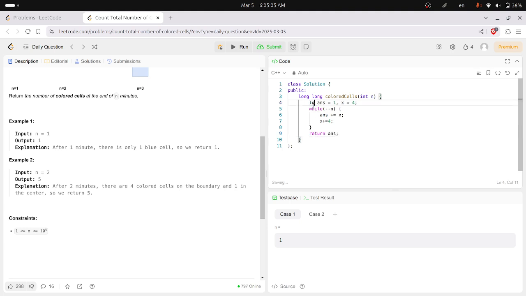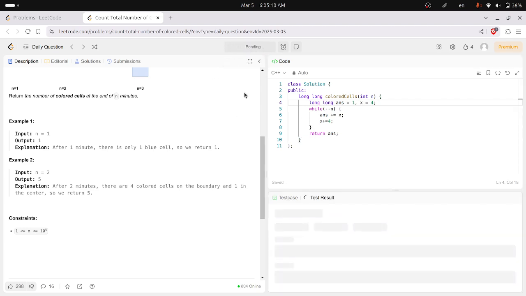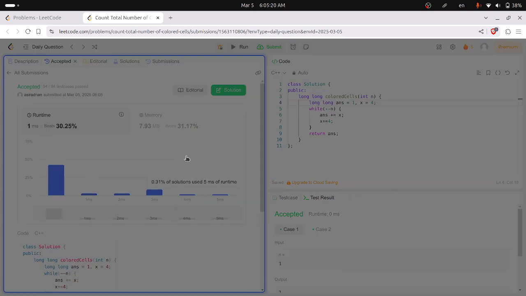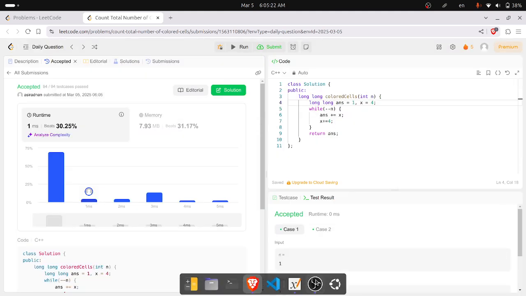I should keep a long here. Yeah, it should work. Let's see. So this is the O of n solution. Yeah, it worked. The O of n solution worked. So I'll try to make it an O of 1 solution. Can I optimize it like that?